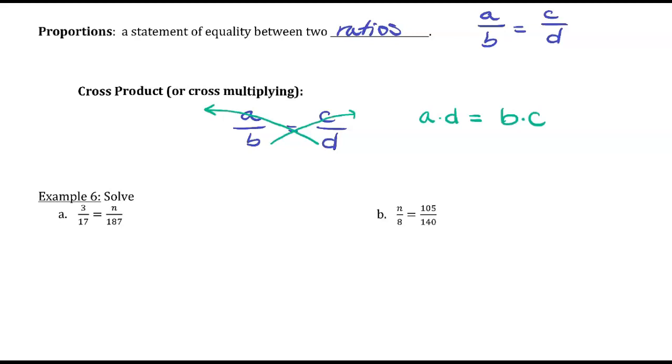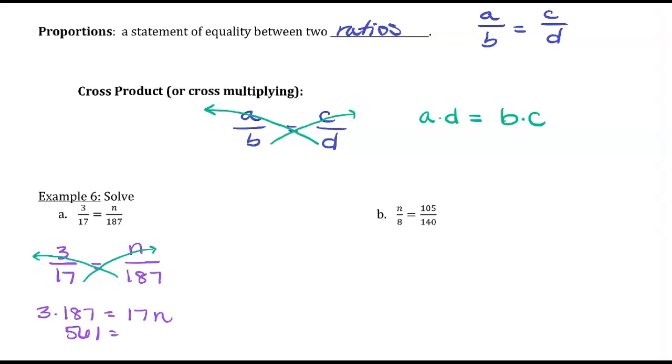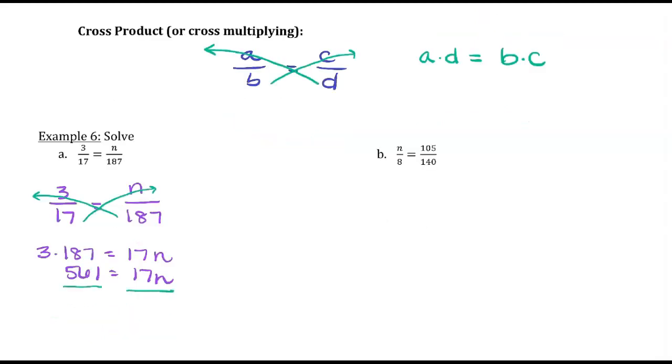Let's use this in example 6. I'll do part A. To solve this, I'll start by clearing the denominators with cross multiplying. I will do 3 times 187 and 17 times n. That is 3 times 187 equals 17n. 3 times 187 is 561. Dividing both sides by 17, we can solve for n. 561 divided by 17 is 33. So now we know that n is equal to 33.